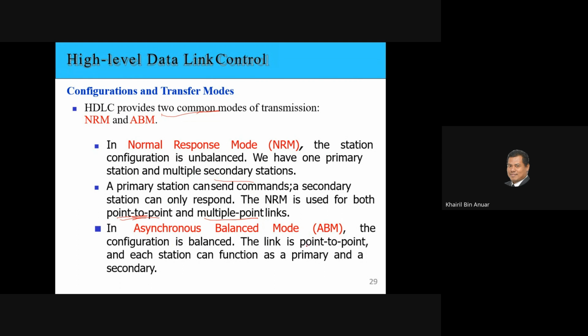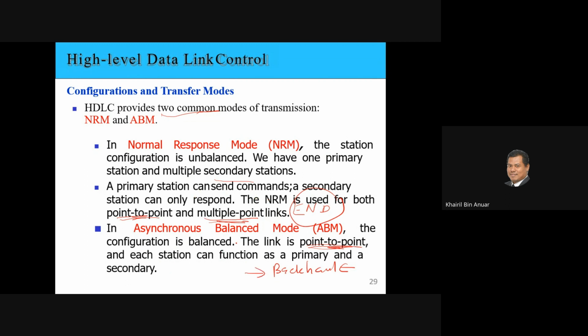This link is a point to point, and each station can function as a primary and a secondary. So this is a point to point, whereas this is for multi-point. Basically, multi-point is used to support end users, and point-to-point can be what we call backhaul, a communication that connects between your end-to-end users.